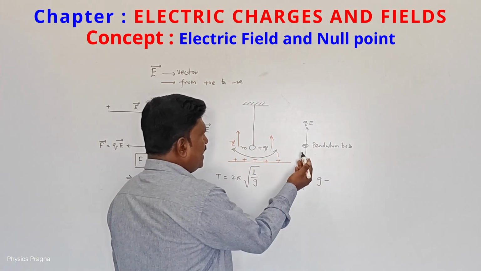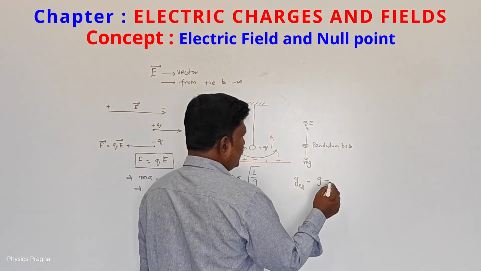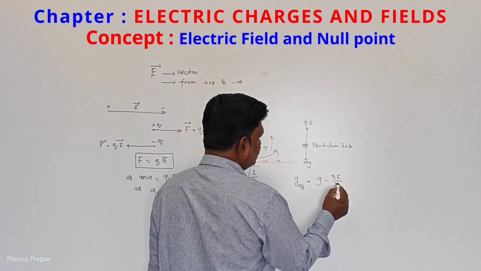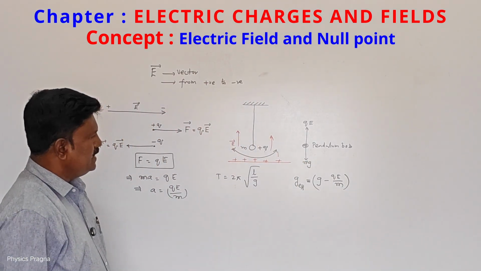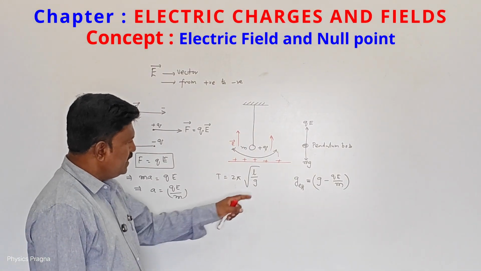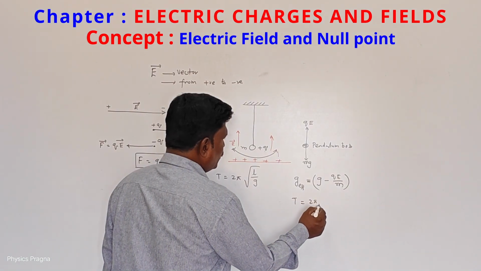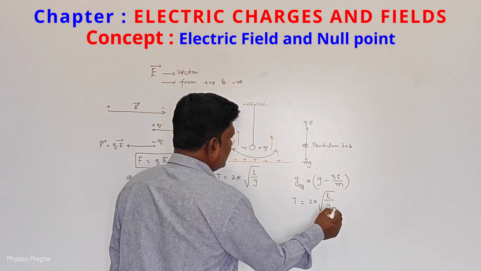So here the electric field is in opposite direction, g is in down direction, so we'll write QE by m. So this is the effective g. So like that here the time period changes. In the place of g I write, 2 pi root L by g effective.